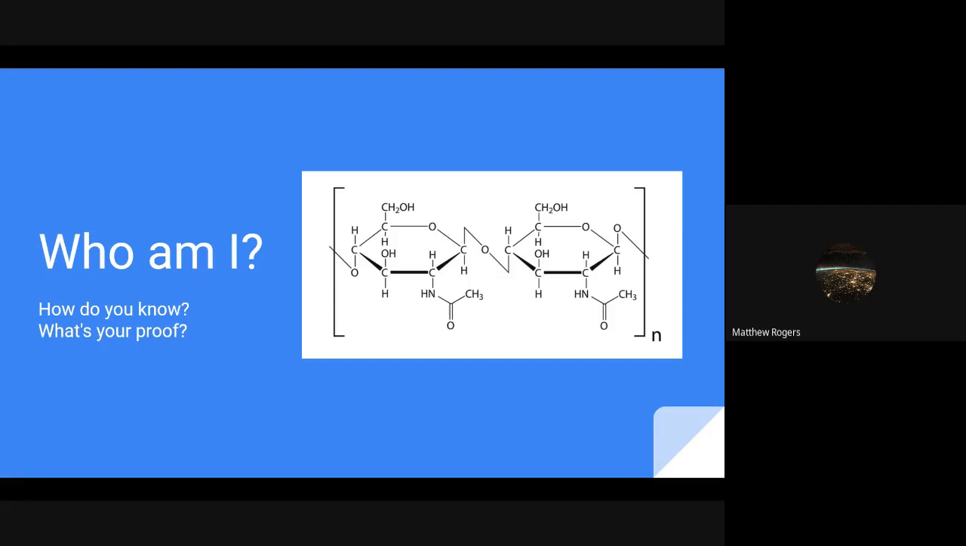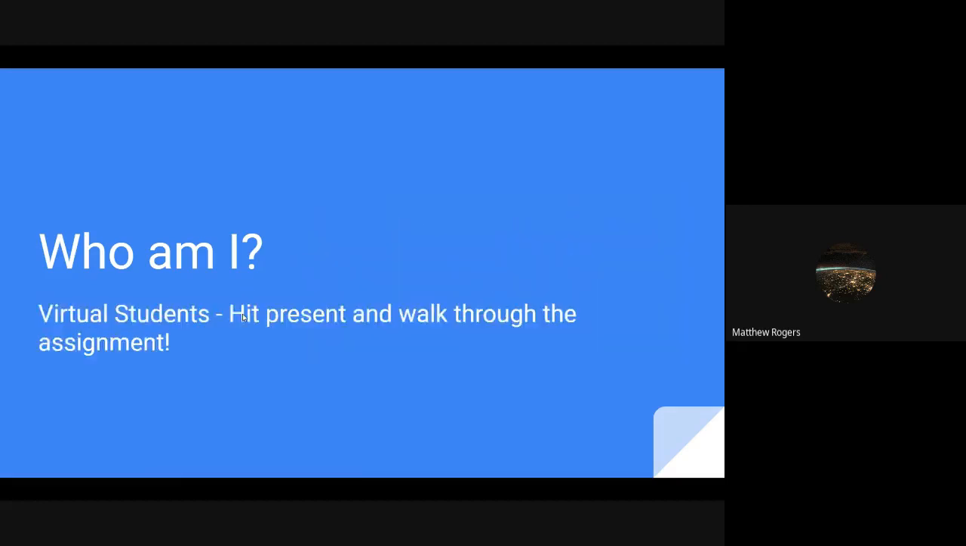And so "Who Am I?" is a look at structures of things that we've talked about, the macromolecules we talked about in the last week and a half, and how we can tell which ones are which. So let me go all the way back to the beginning. Sorry. I'm hoping as a virtual student you just hit present and you walk through the assignment. If you're an in-person student going back through this, that's fine, but try it again. I think this is important. And at the end, I hope you learn something.